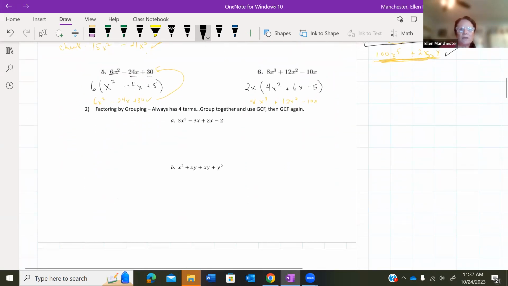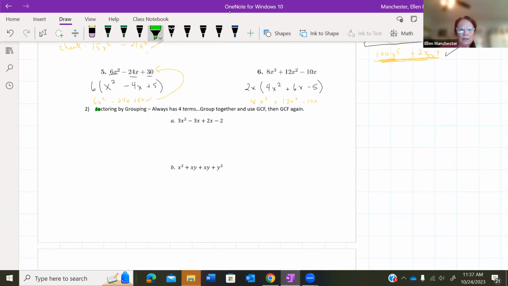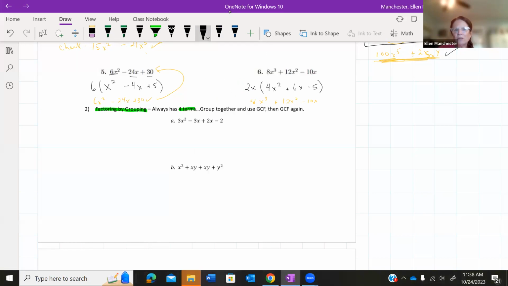So, factoring by grouping. Factoring by grouping happens when you have 4 terms. That's the only time you're going to use factoring by grouping. Okay. So in your notes, factoring by grouping equals 4 terms. The beauty of this, though, is when I do factoring by grouping, I'm using the GCF again, and then do it again. So I'm actually doing the GCF twice.